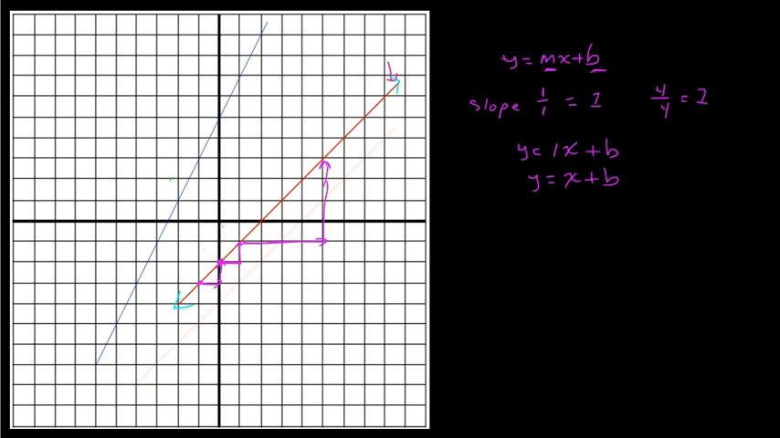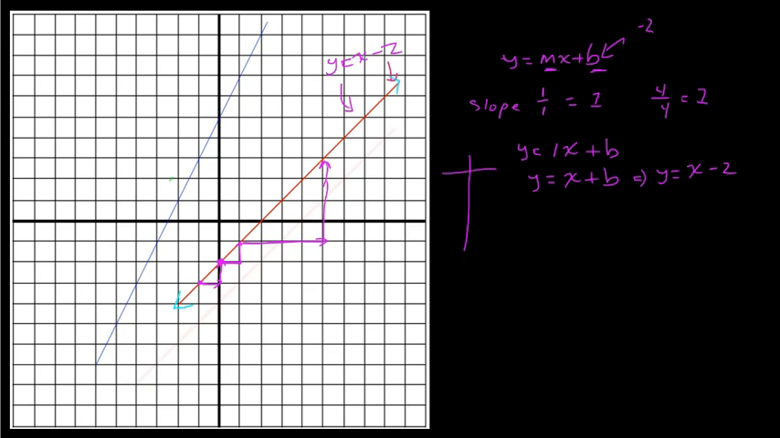Well, what is that point? It's 2 units down, so that's -2. So the y-intercept for this line is -2. So we end up with y equals x minus 2. That is the definition of this line. Let's do this.